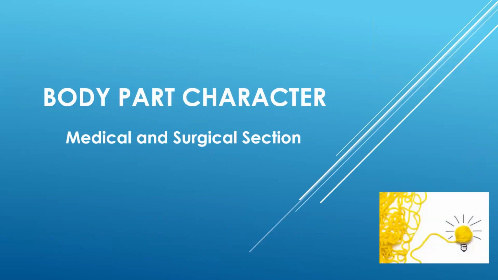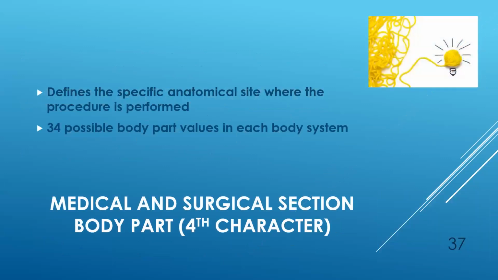Body part characters. Okay, next slide. So it's the fourth character, and it defines a specific anatomical site. So the second character is the region. The fourth character is a specific body part. There are 34 possible body part values. All the numbers and all the letters except O and I. Next.